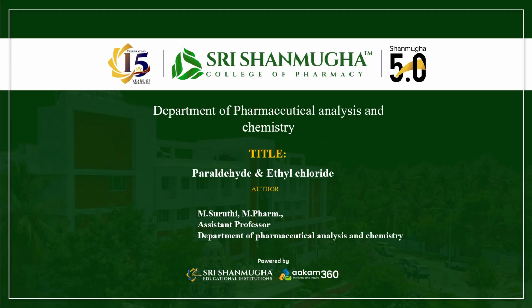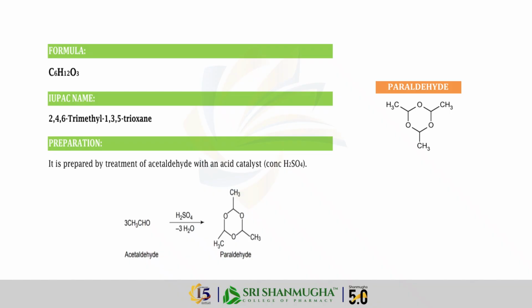So in this video, I'm going to explain about paraldehyde and the ethyl chloride compounds. So now I'm going to discuss about the paraldehyde. So the molecular formula is C6H12O3. So this is the molecular formula for paraldehyde and this is the structure for paraldehyde.